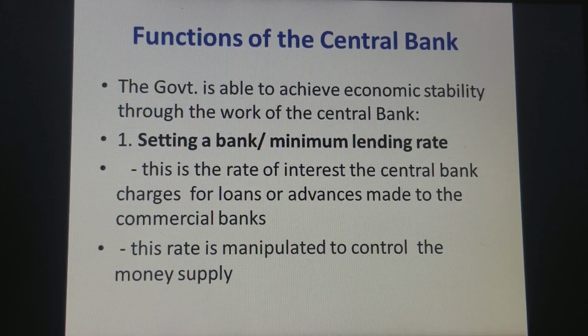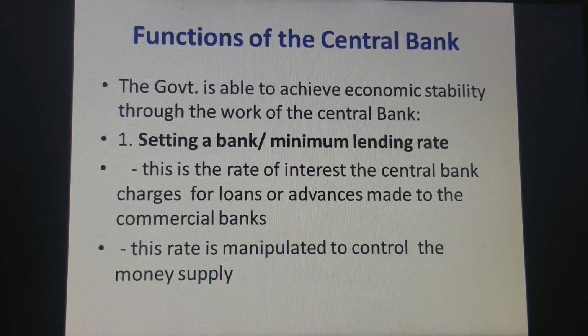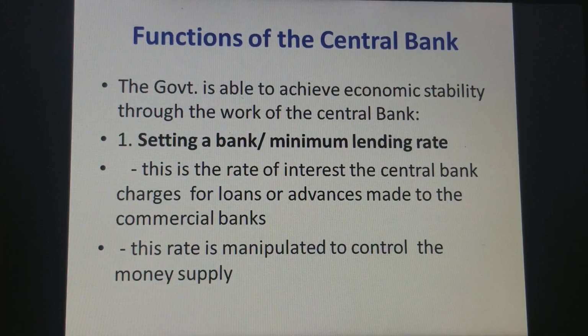This rate is manipulated to control the money supply, as I was saying earlier. So the central bank sets the bank and minimum lending rates to control money supply. If the rates are high, it means money will be difficult to access. If rates are low, it gives opportunity to access more money.